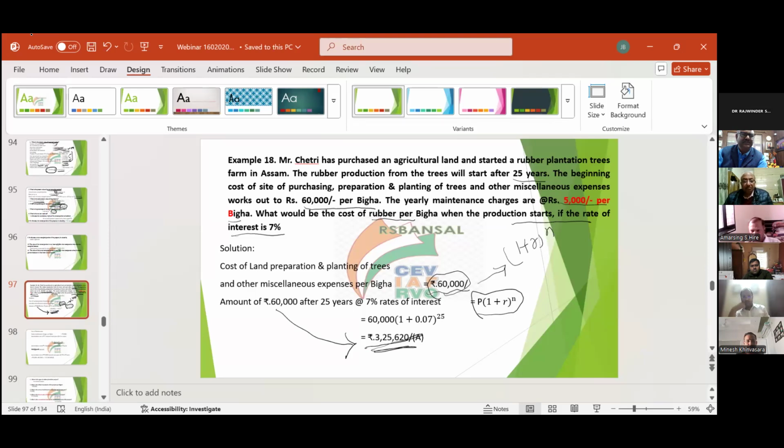And what will be the value of this 5,000 per acre? How will you calculate its value? How will you calculate the value of this 5,000 per acre? What will you do? Anybody?